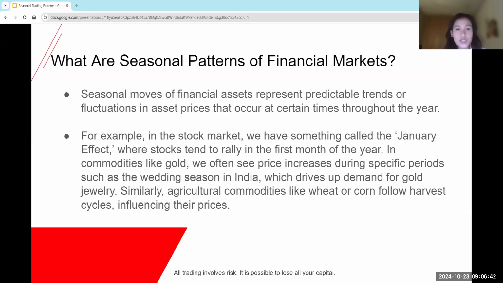An example of this can be in the stock market where there is something called the January effect, where stocks tend to rally in the first month of the year. In commodities like gold, we often see price increases during specific periods, such as the wedding season in India, which drives up demand for gold jewelry. Similarly, agricultural commodities like wheat or corn follow harvest cycles, influencing their prices.